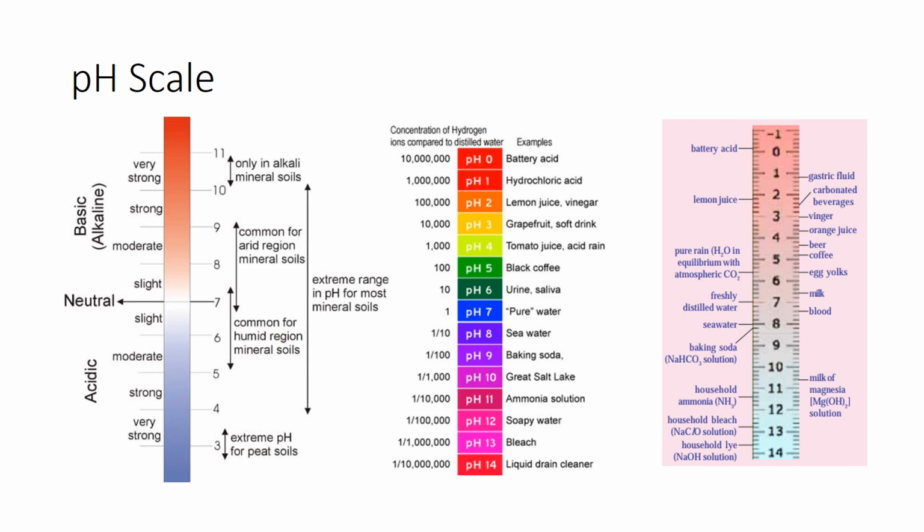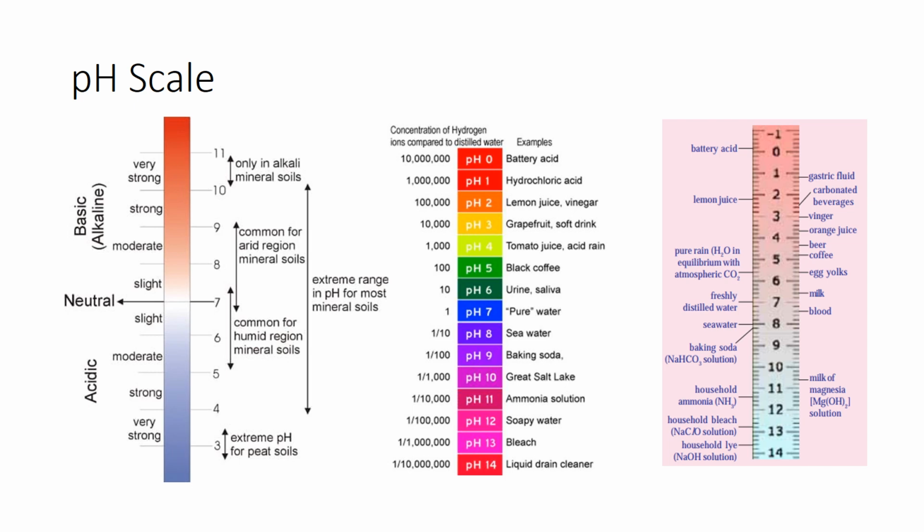Let us see some practical examples. pH value of blood is 7.4. pH value of milk is 6.6. pH value of gastric juice is 1.2. pH value of lemon juice is 2.2. pH value of milk of magnesia, which is used in antacid tablets, is 10.6. So these are the practical examples of pH values.